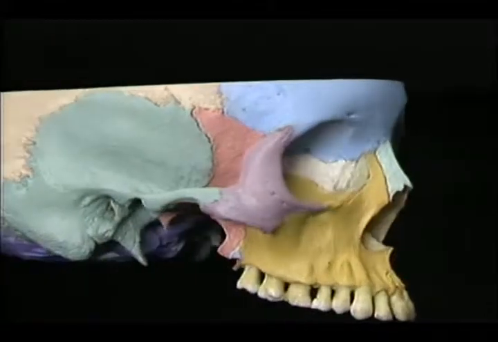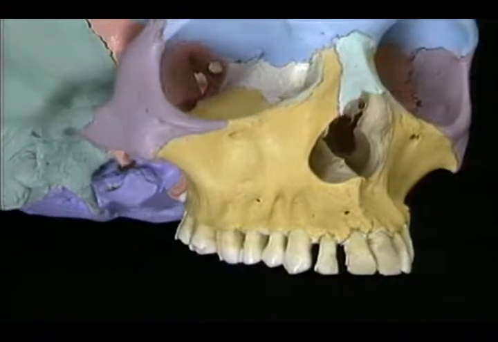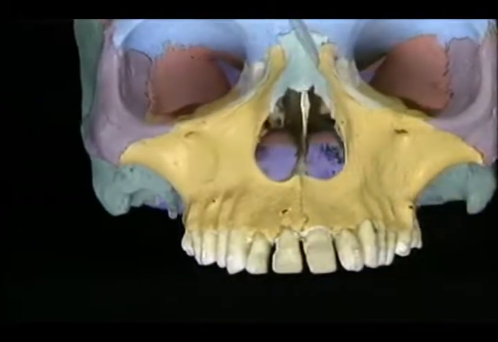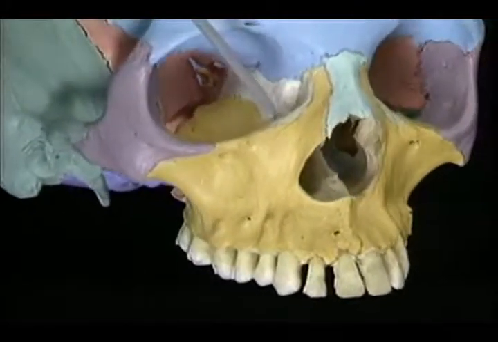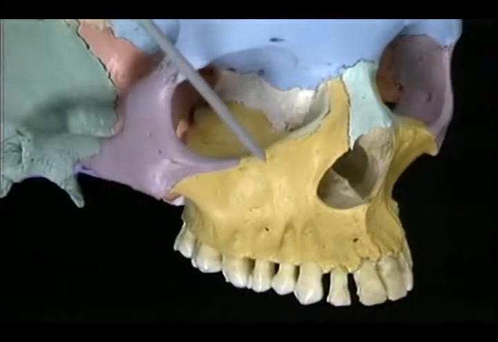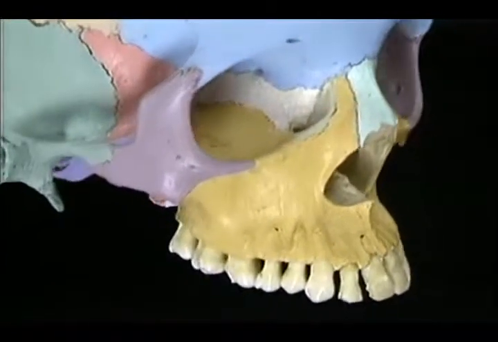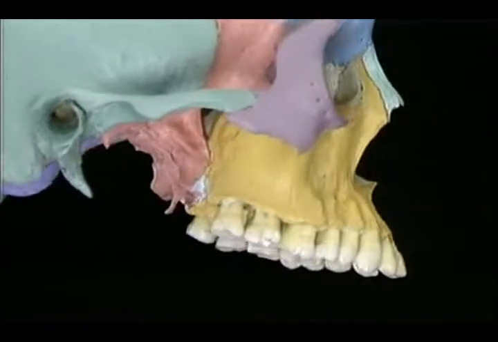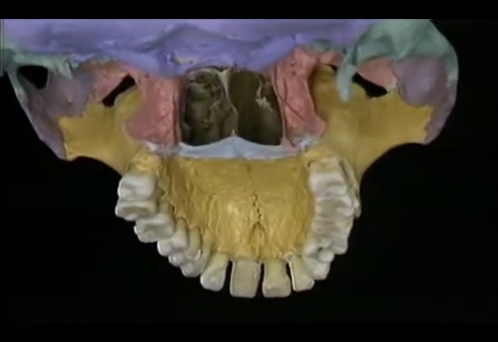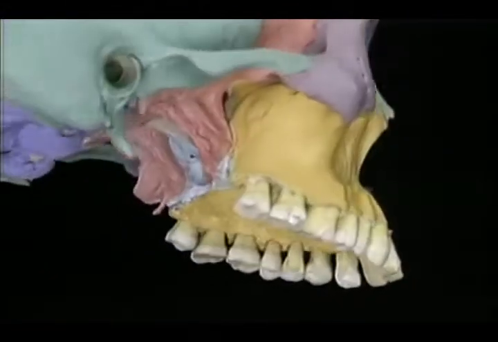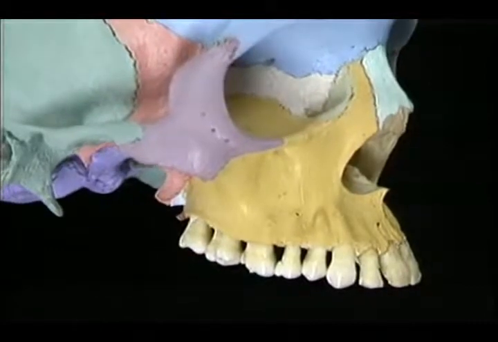Now we'll move forward and look at the maxilla. Here's the maxilla. The right and left maxillae are joined together in the midline. On each side, the maxilla forms the lower medial part of the orbital margin and almost all of the floor of the orbit. The maxilla bears the upper teeth. On the underside, it forms much of the hard palate. The maxilla is hollow. It contains the largest of the paranasal sinuses, the maxillary sinus.